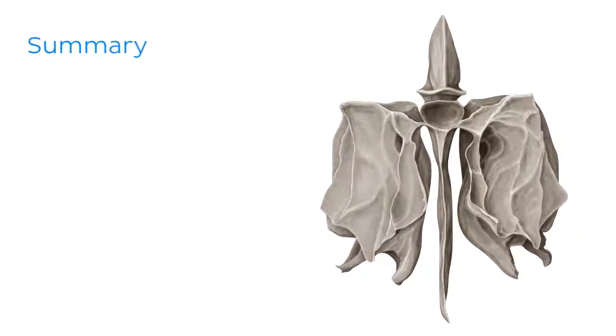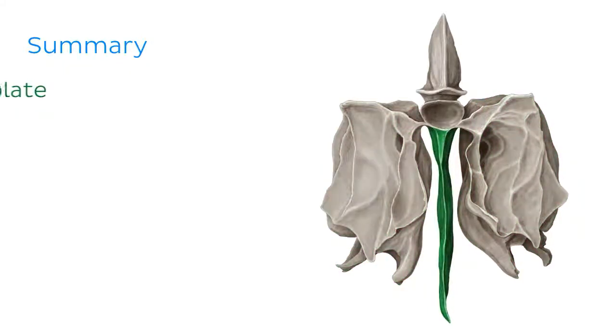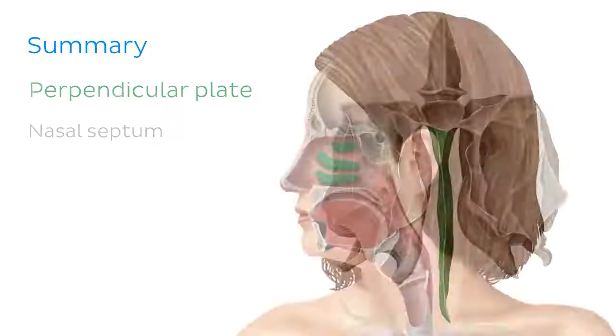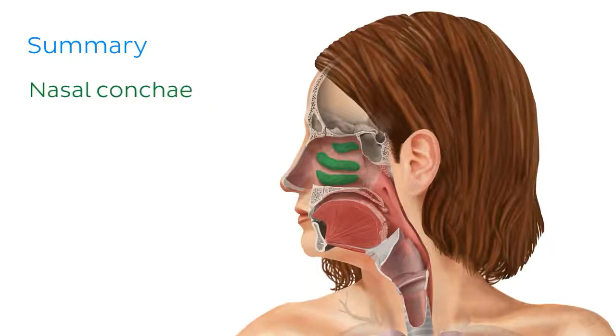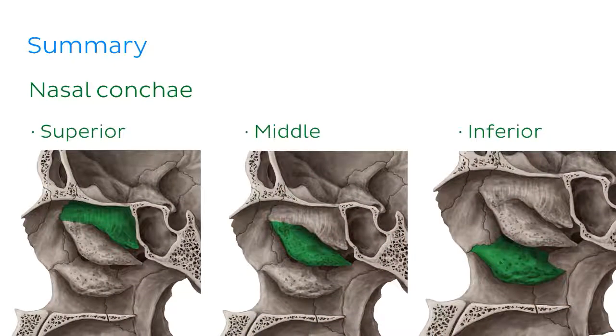In this video, we looked at the structure of the ethmoid bone. We first took a look at the lateral masses of the ethmoid bone. These masses are mostly hollow. The perpendicular plate forms part of the nasal septum. We then took a look at the nasal conchae. These consist of the superior, middle, and inferior conchae.